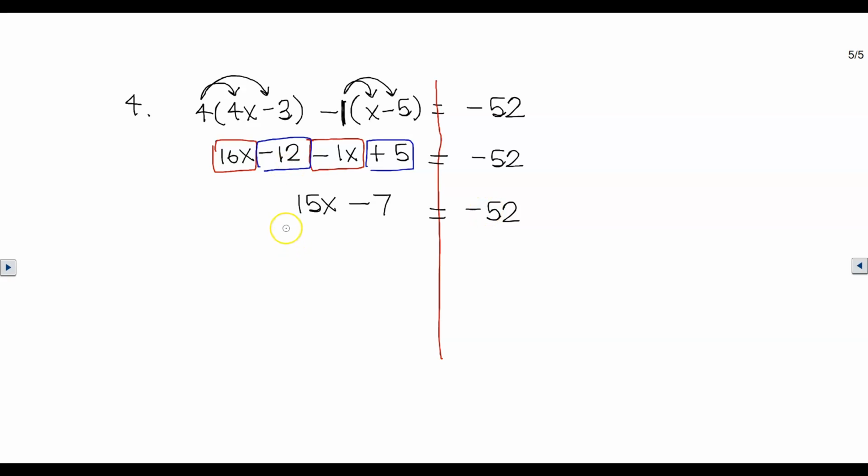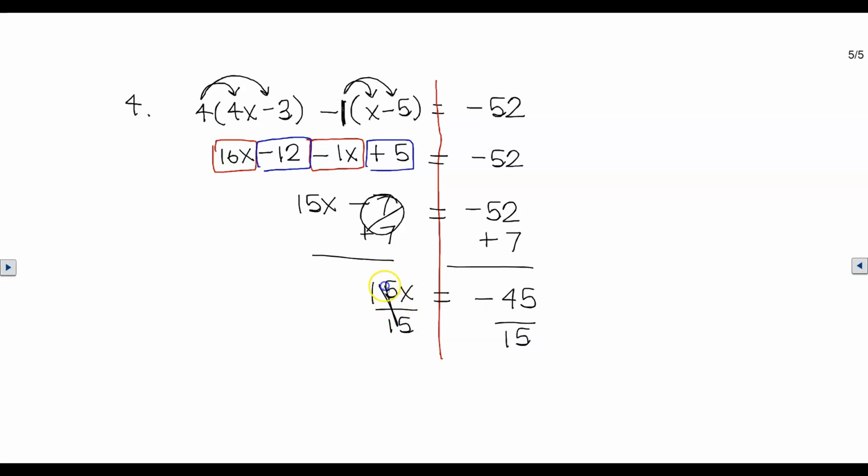So moving on to step 4, undo adding or subtracting. I see subtracting 7, so I'm going to add 7 to both sides, which will give me 15x is equal to negative 52 plus 7, which is a negative 45. And then the fifth and final step, undo multiplying or dividing. I see that x is being multiplied by 15, so I will divide each side by 15. So I get x equals negative 45 divided by 15, which is a negative 3.